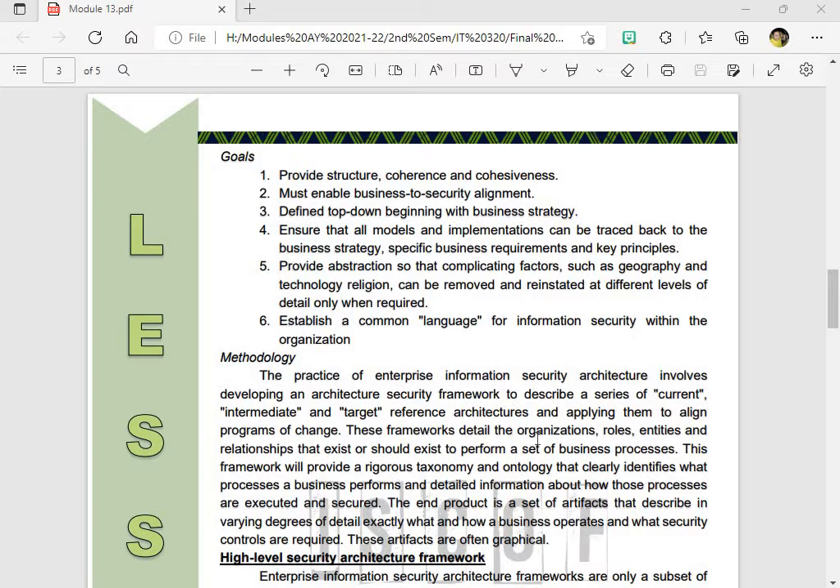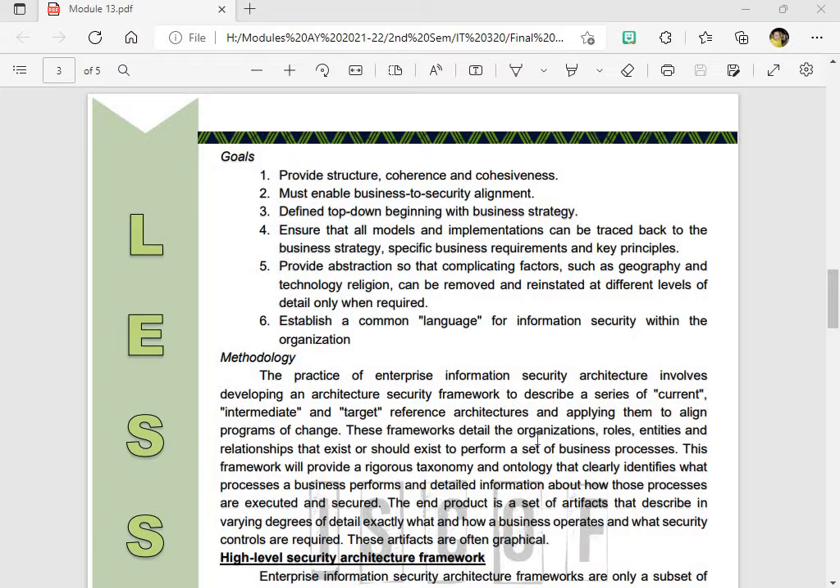The second one is must enable business to security alignment. So the purpose of this is to make sure that security is being placed on the side wherein you'll be able to bypass things like obstructions and other elements which hinder your growth.